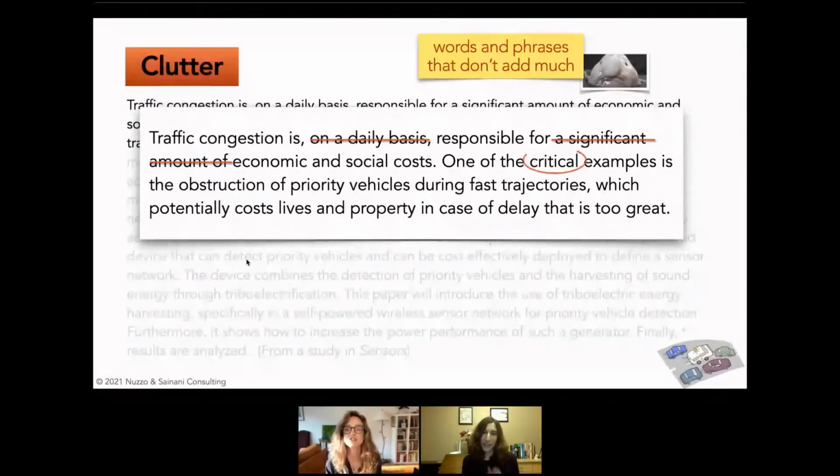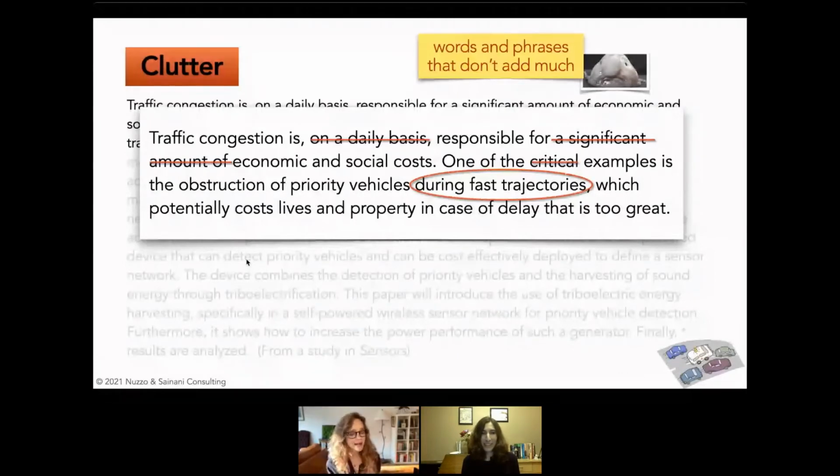Next one, very similar, critical. One of the critical examples. Again, would I be talking about this if it were not a critical example? One of the trivial, non-important examples, by the way, but I'm going to write about it here. No, let's go ahead and just say one of the examples is the obstruction of priority vehicles during fast trajectories. Kristin, your favorite.